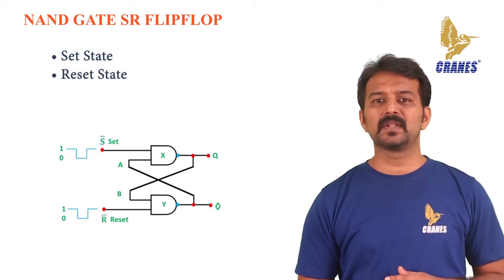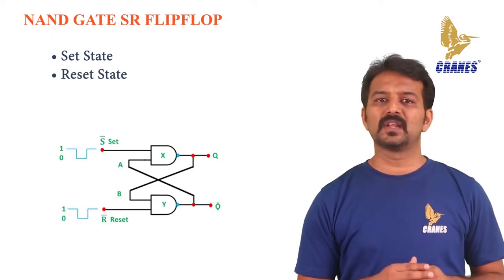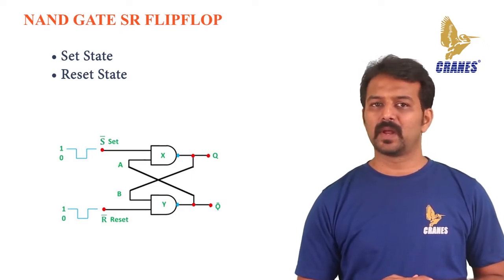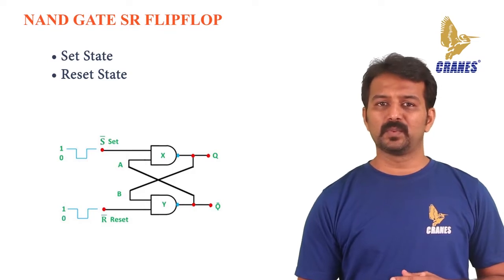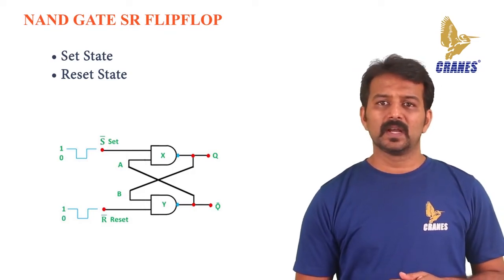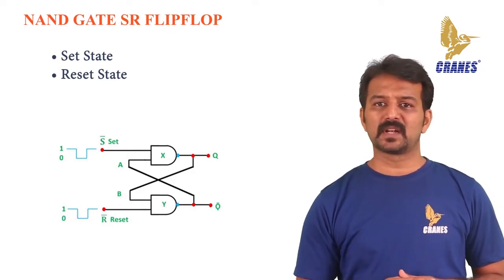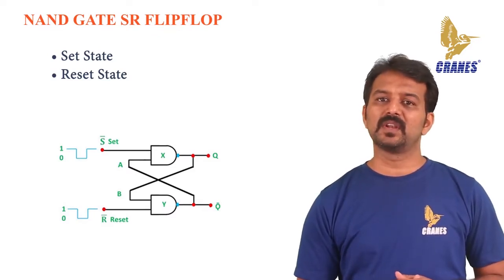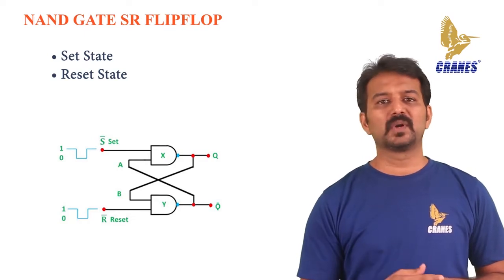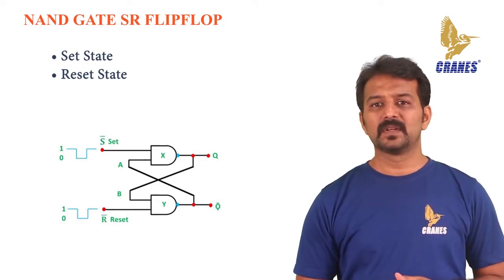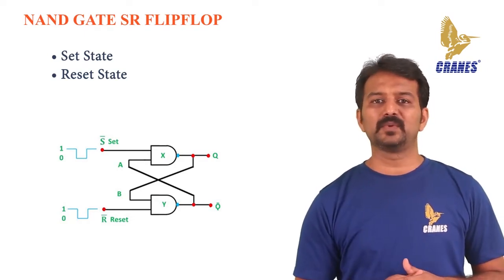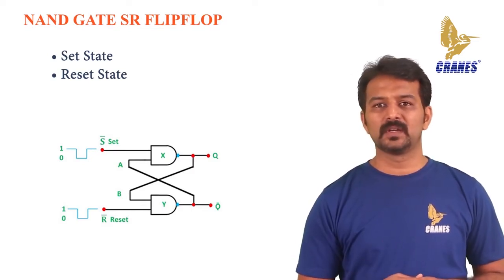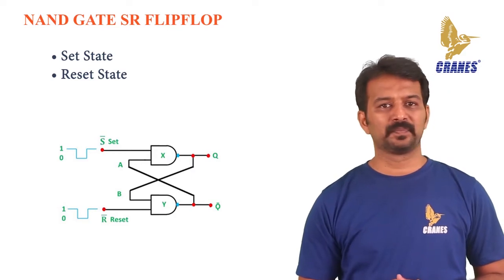In the second stable state, Q is at logic level 0 and its inverse output Q bar is at logic level 1 and is given by R equal to 1 and S equal to 0. As the gate X has one of its inputs at logic 0, its output Q bar must be equal to logic level 1. This is also according to the NAND gate principle. The output Q bar is fed back to the input, so both the inputs to the NAND gate Y are at logic 1, therefore Q is 0.